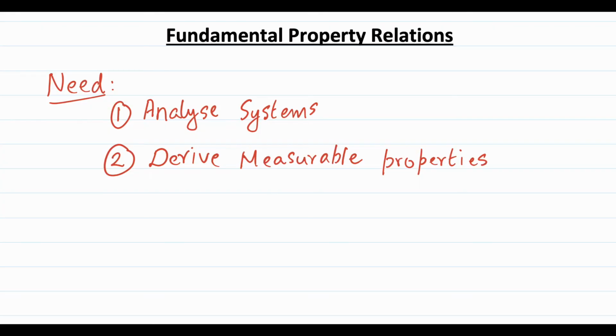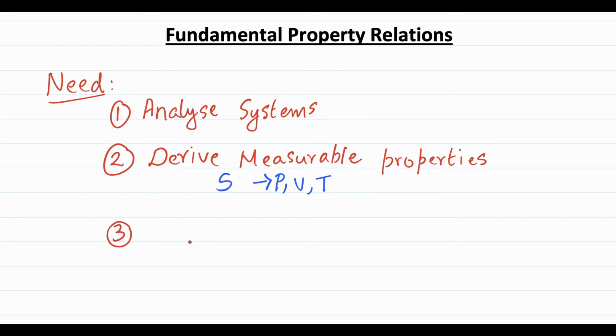For example, we cannot measure entropy, but entropy can be expressed in terms of measurable properties such as pressure, volume, and temperature, which are experimentally accessible. And we need the fundamental property relations to establish equilibrium and spontaneity.